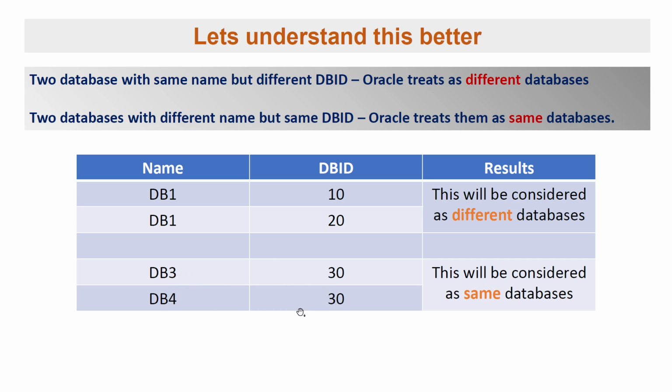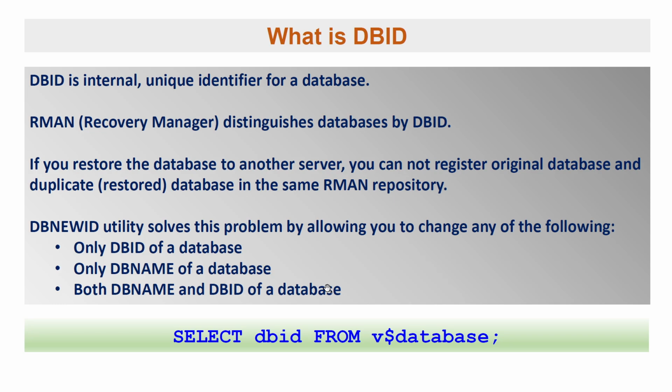To resolve this particular problem, you can use the DBNEWID utility, which will allow you to change the name, or it will allow you to change the DBID, or it will allow you to change both. So DBNEWID utility can change only the DBID, only the DB name, or both DB name and DBID of the database.